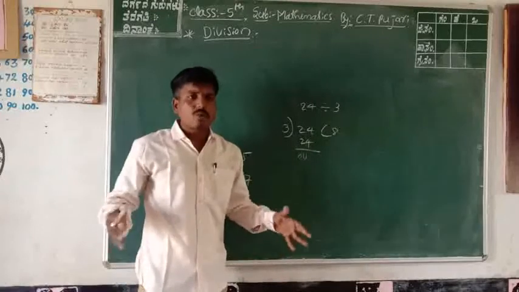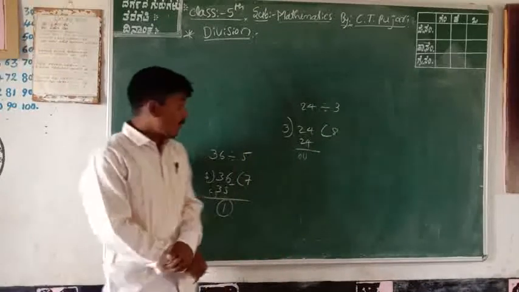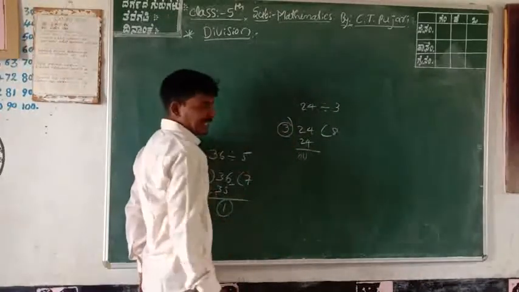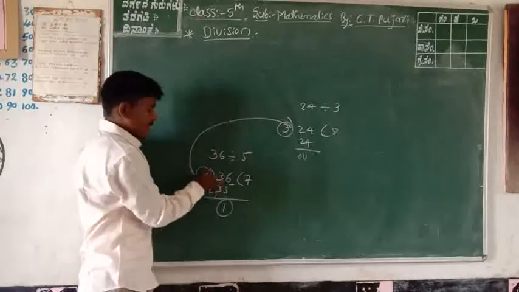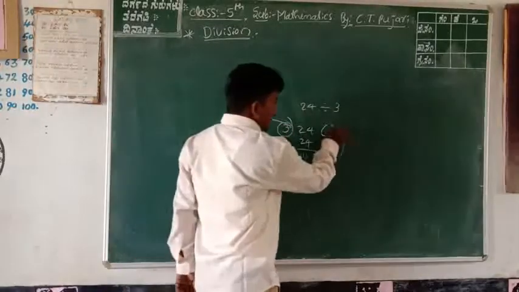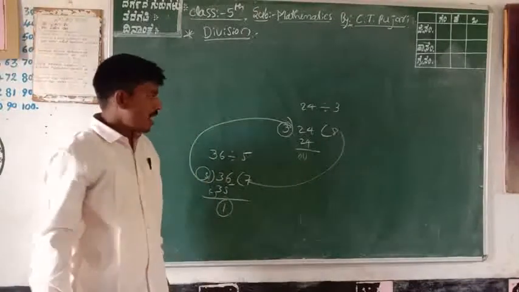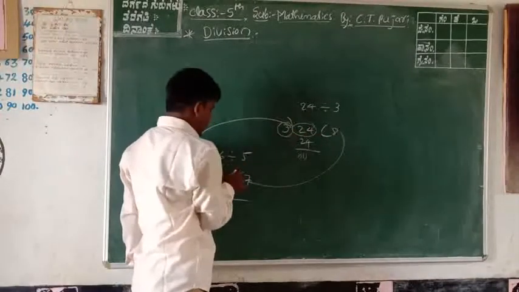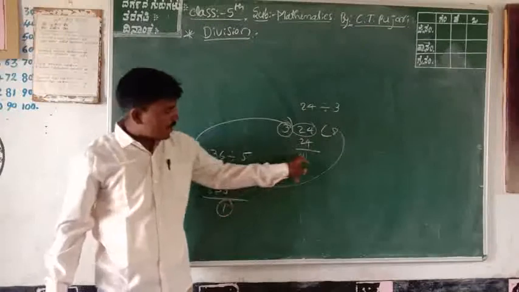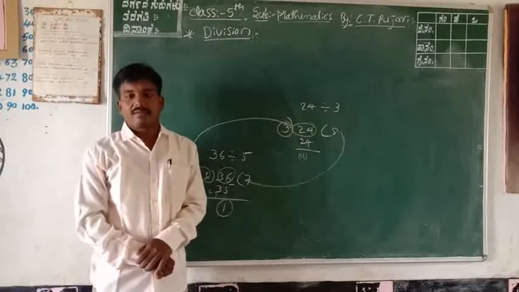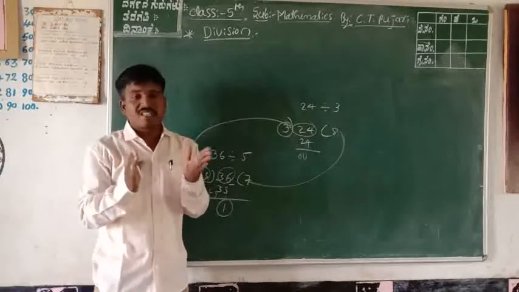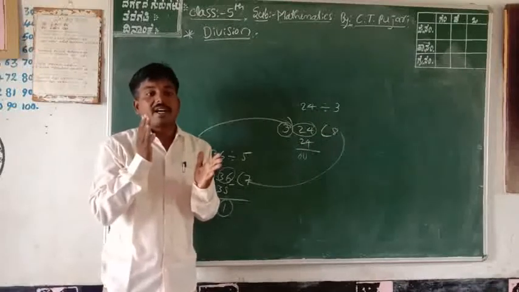So what are the parts in the division? What are the values of 3, 5, 7 and 8? What are 24 and 36? And what are 0 and 1? Okay. Our division is based on the Euclidean algorithm theorem.